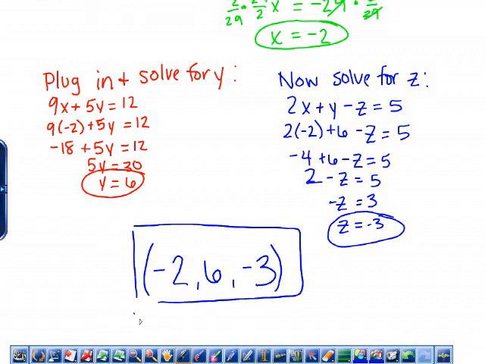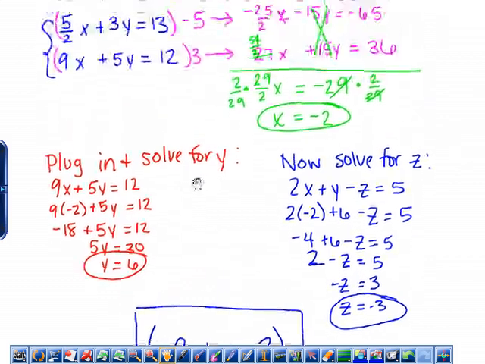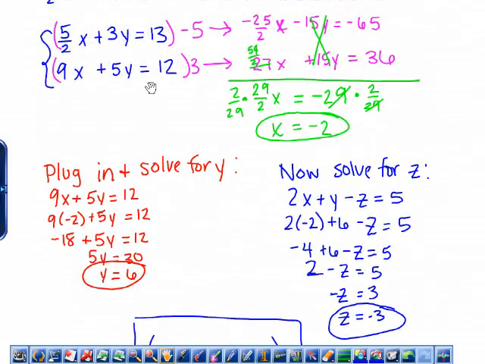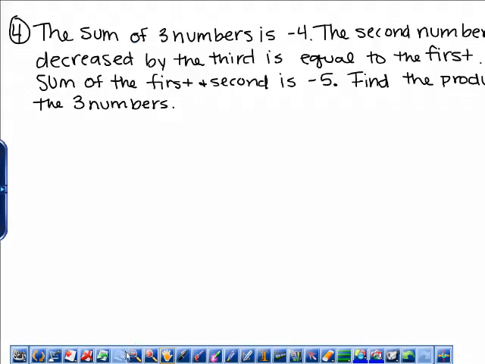Questions? Yep. Yep, I used one of my equations where I eliminated z. Because all I have so far is x, so if I want to solve for another variable, I have to use an equation where there's only 2 variables. Does that make sense? Okay. Other questions? All right.